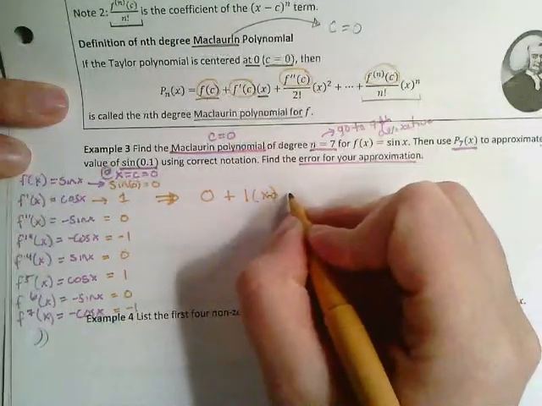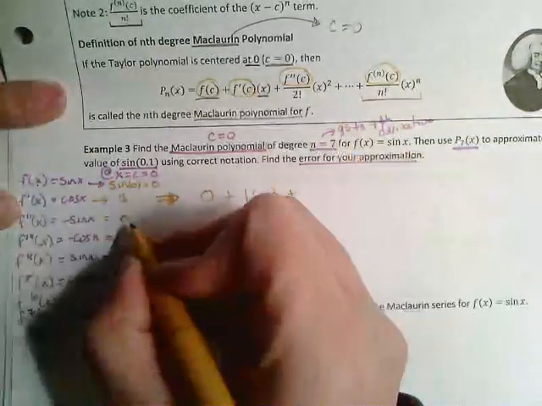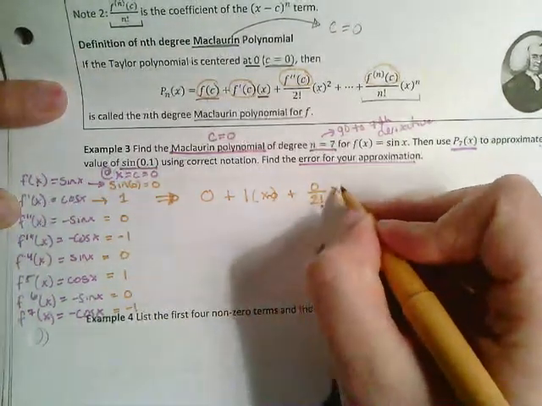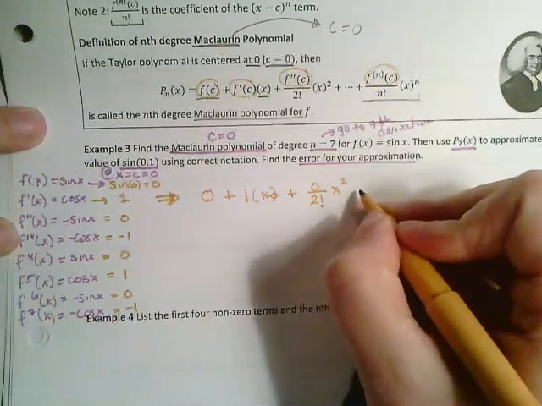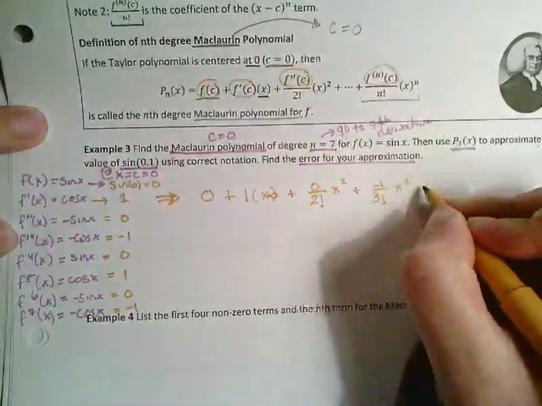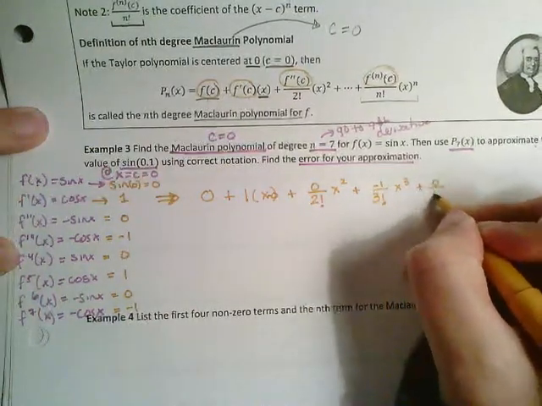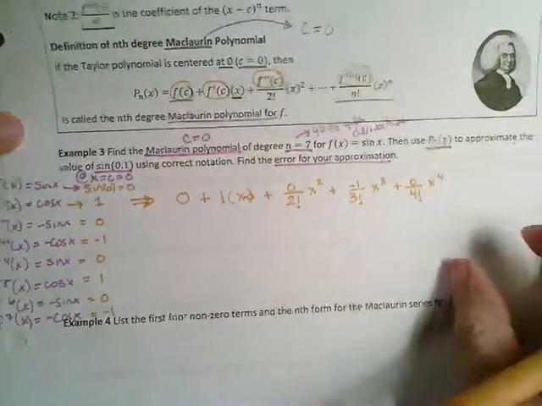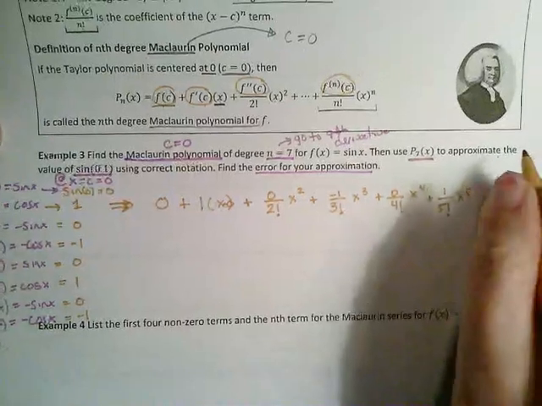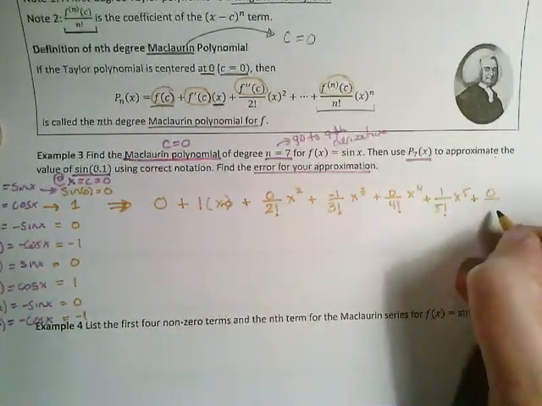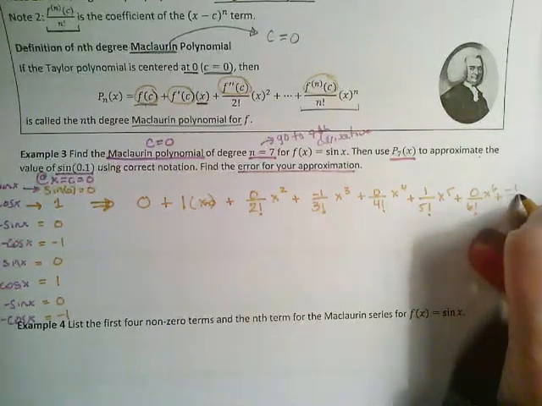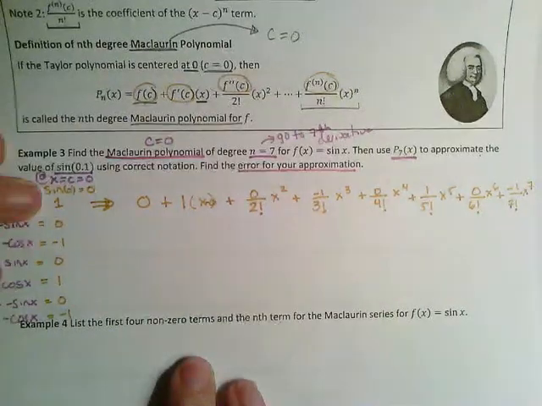Plus the next part is going to be the second derivative, which is 0, over 2 factorial, times x squared, plus the third derivative, which is negative 1 over 3 factorial times x cubed, plus 0 over 4 factorial times x to the 4th, plus 1 over 5 factorial times x to the 5th, plus 0 over 6 factorial times x to the 6th, plus negative 1 over 7 factorial times x to the 7th. So now let's clean this up.